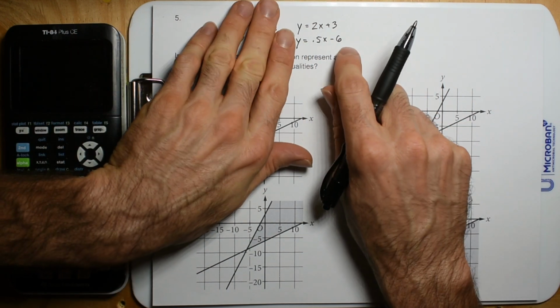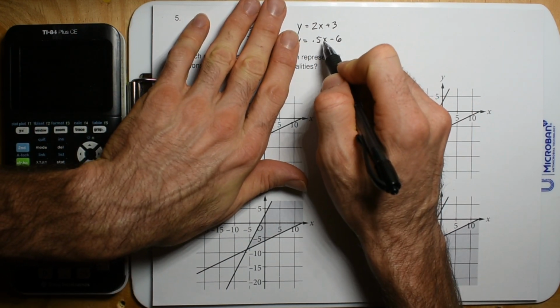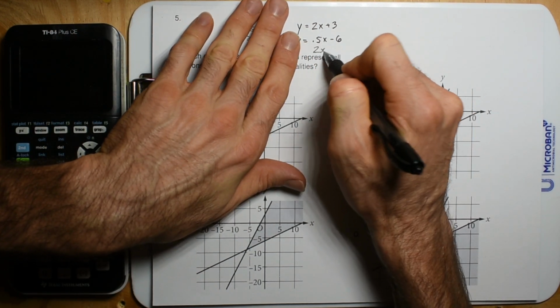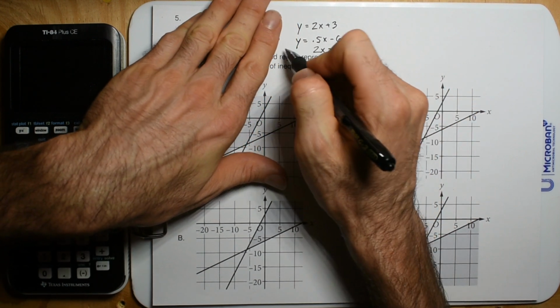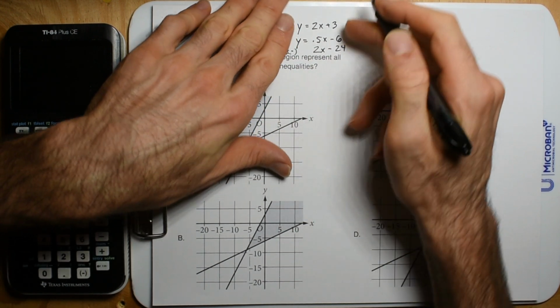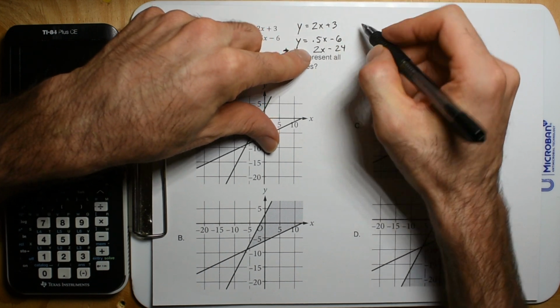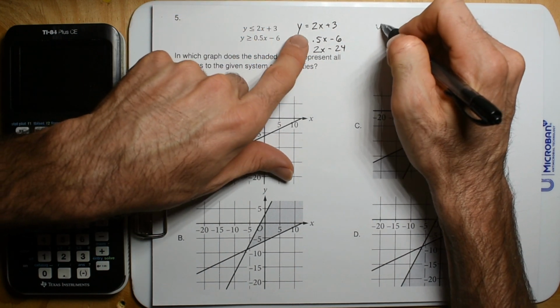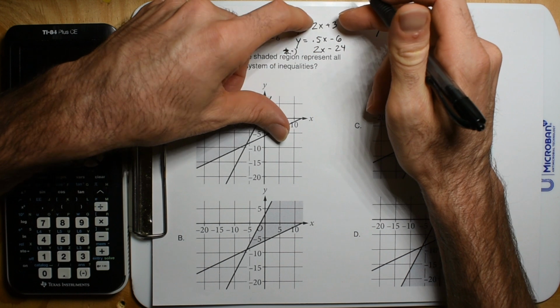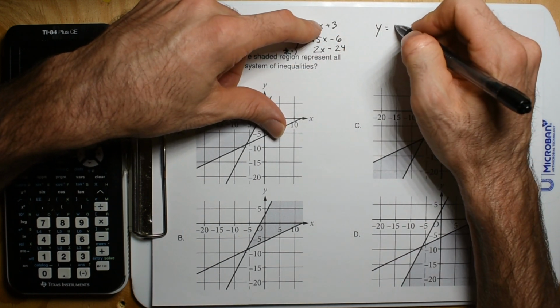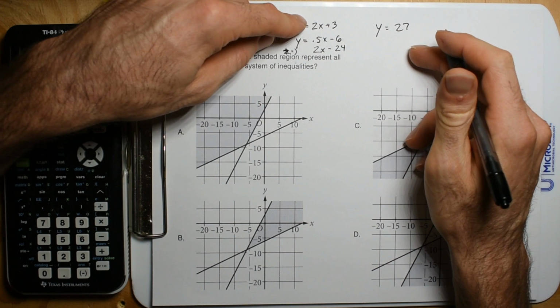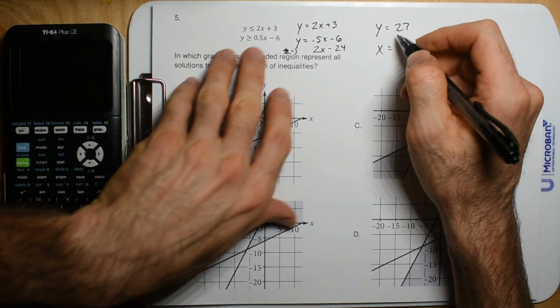So let's use that strategy. We're going to multiply this by 4, because that's going to give us 2x minus 24. And then we have to subtract these two. Because we have 2x, and we're going to subtract 2x, so we're going to have 0. So y is equal to 3 subtract negative 24. That's 3 plus 24, it's 27. So y is 27. And then we can just quickly solve for x.